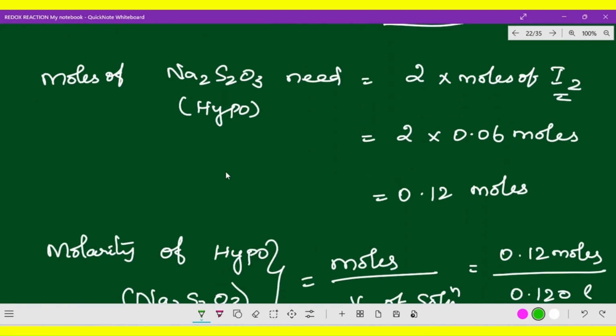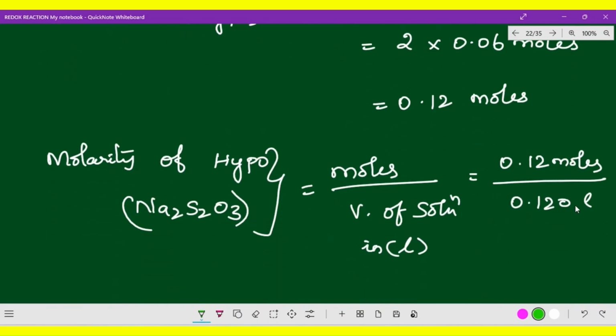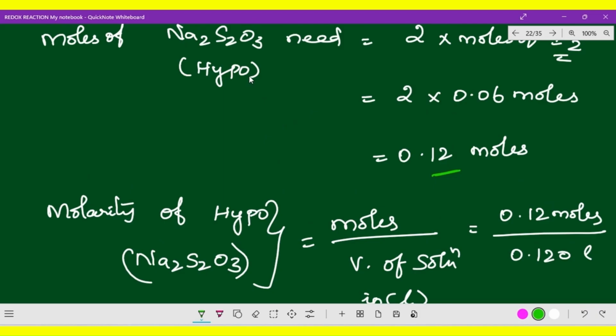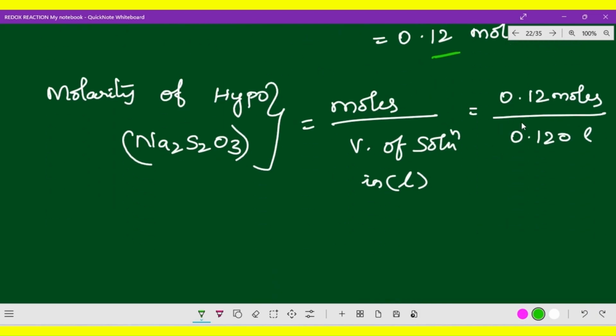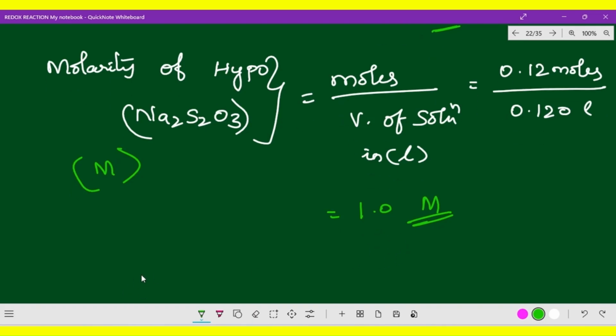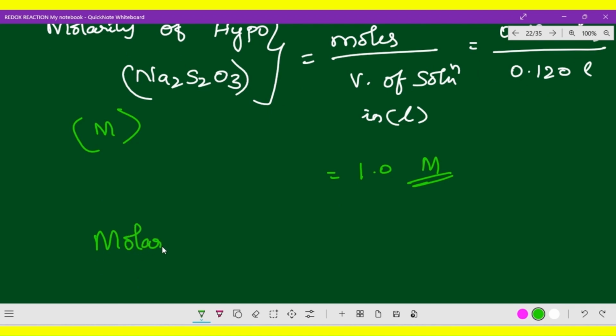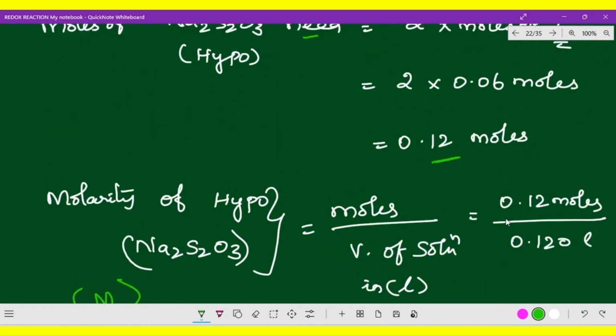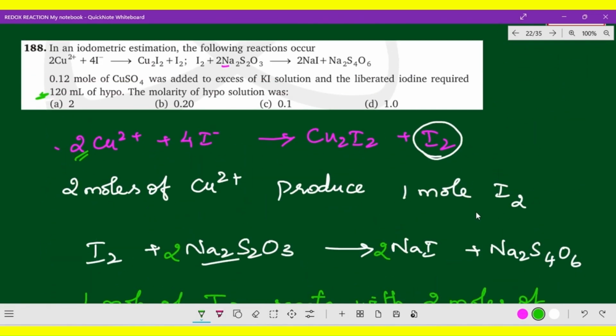Come on, finally we are getting that answer. That is the number of moles of sodium thiosulfate required, needed, divided by the volume. Now what is the answer? You are getting 1.0 molarity, capital M, so it is 1 M. Molarity of hypo, Na2S2O3 sodium thiosulfate, is 1 M. Got it? Let us check which is the correct option. Yes, option D, 1.0, is the correct option.